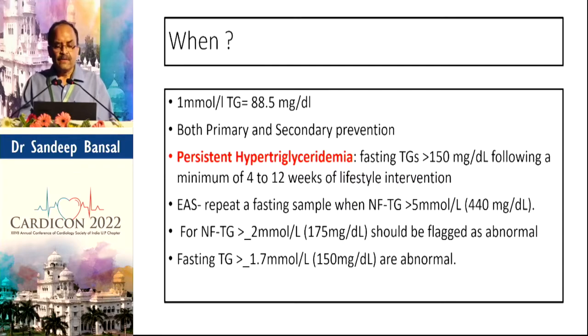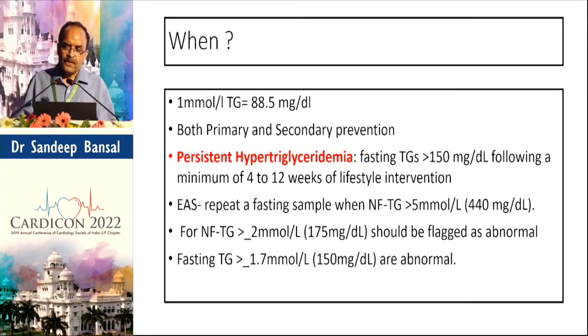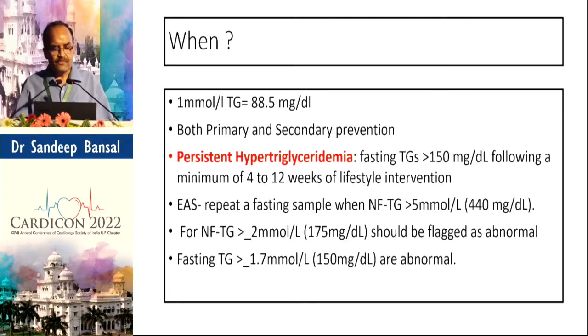When do we lower it? This is just for the record. 1 millimole of triglycerides is equal to 88.5 milligrams per deciliter of triglycerides, the thing that we are more familiar with. We have both primary and secondary prevention roles, so it has been found to be beneficial both in primary and secondary prevention. The important thing is that the triglyceridemia has to be persistent. That means over a period of 4 to 12 weeks or 3 months after the lifestyle intervention has been done, if the triglycerides are high, they need to be treated.